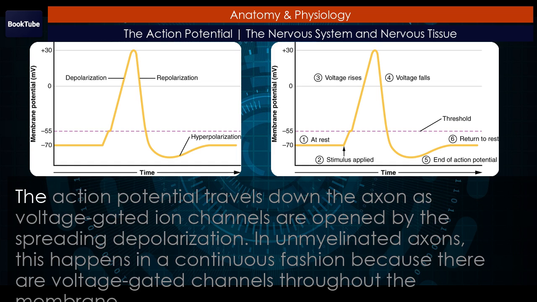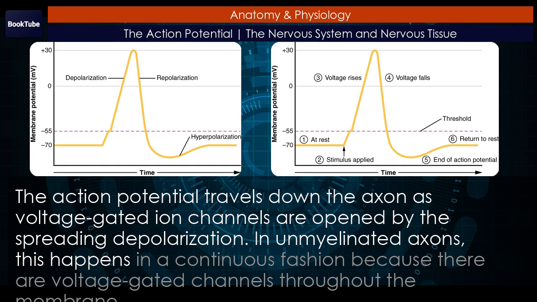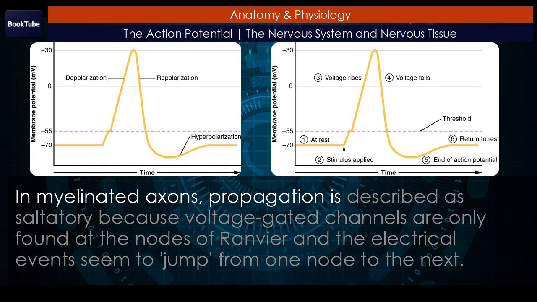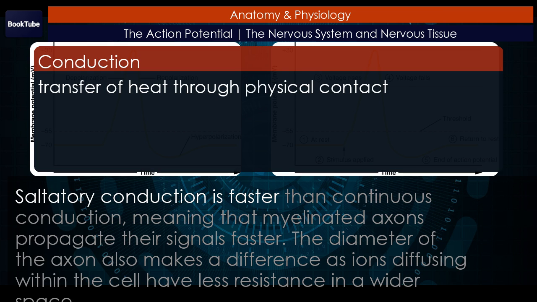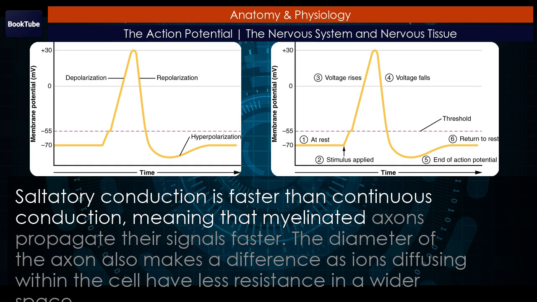leaving the cell. The action potential travels down the axon as voltage-gated ion channels are opened by the spreading depolarization. In unmyelinated axons, this happens in a continuous fashion because there are voltage-gated channels throughout the membrane. In myelinated axons, propagation is described as saltatory because voltage-gated channels are only found at the nodes of Ranvier and the electrical events seem to jump from one node to the next. Saltatory conduction is faster than continuous conduction, meaning that myelinated axons propagate their signals faster.